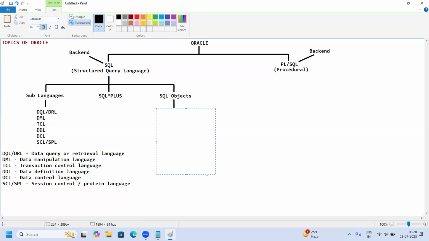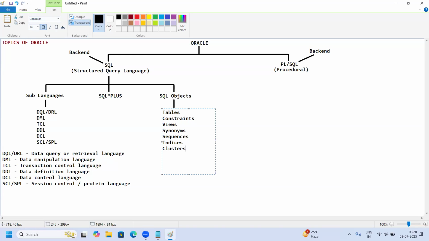Remember, under SQL objects, you learn about tables, one object. Constraints, the second type of object. Views, the third type of object. Synonyms, one more type of object. Sequences, one type of object. Indices, one more type of object. Clusters, one more type of object. Tables, constraints, views, synonyms, sequences, indices, clusters.